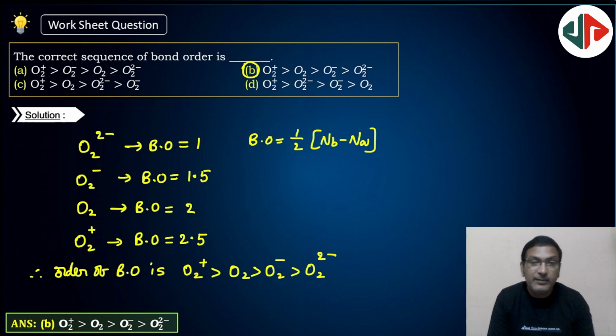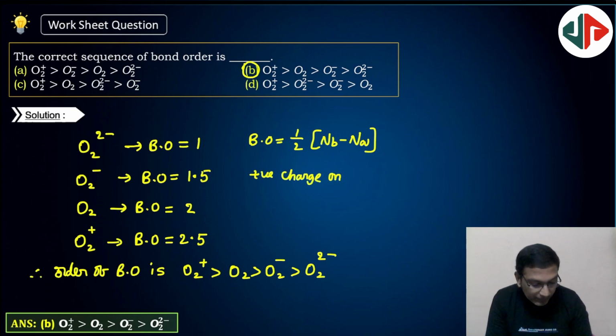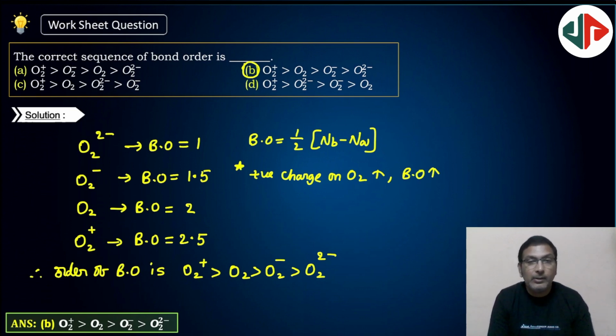Remember these examples, very important. So as the positive charge on O2 increases, bond order also increases. The positive charge on O2 increases, comma, bond order also increases. Remember like this simply. Next question.